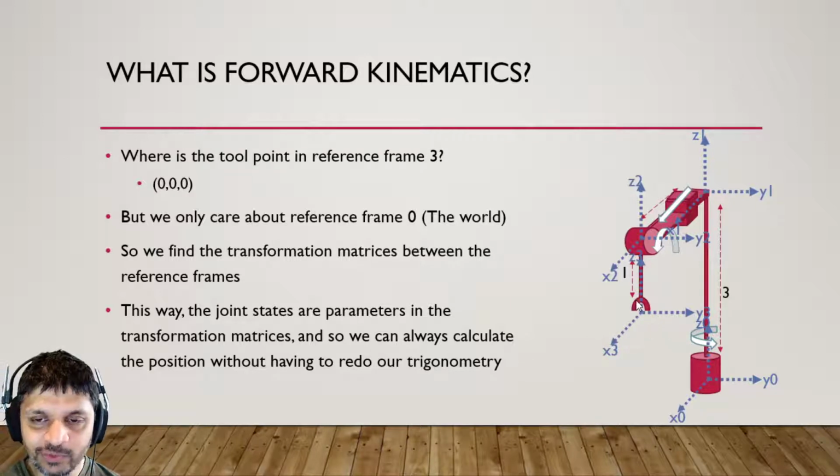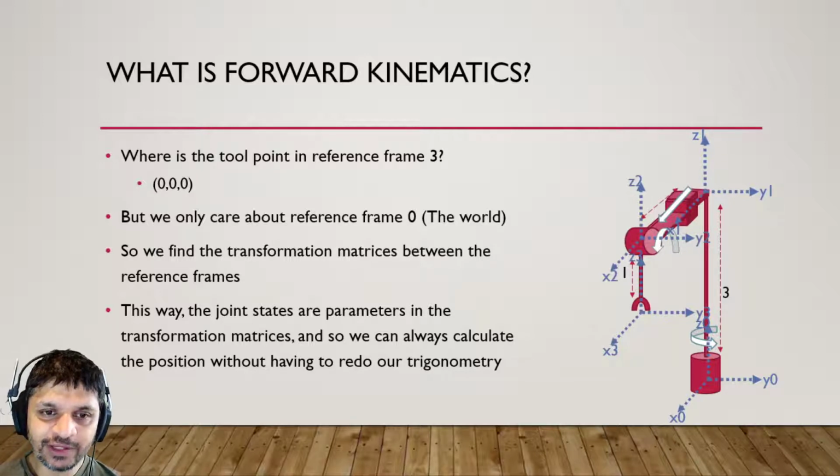So the cool thing is, what we can then do is find the transformation matrices that go from reference frame 3 to reference frame 2, and from reference frame 2 to reference frame 1, and from reference frame 1 to reference frame naught. Then we can take that position naught, naught, naught and pre-multiply it by all of those transformation matrices, so that we get its coordinate in the world reference frame. I hope that makes a bit of sense.